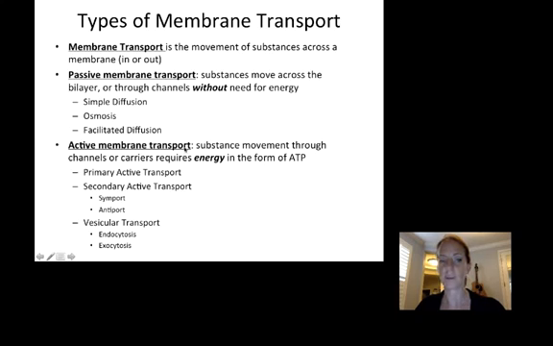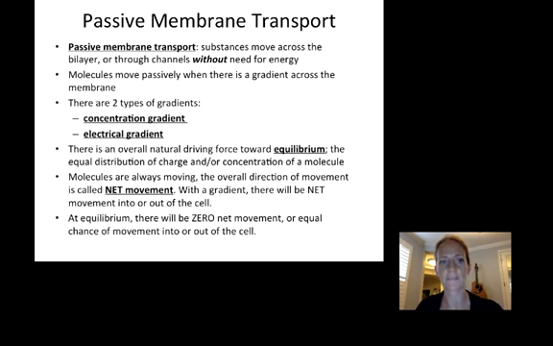Active membrane transport is when substances move through the channels or carriers, and it requires energy in the form of ATP. So the types of passive membrane transport are simple diffusion, osmosis, and facilitated diffusion. And the types of active membrane transport are primary active transport, secondary active transport, and vesicular transport. We're going to go through each one of these, and I'll give you examples of each of these.